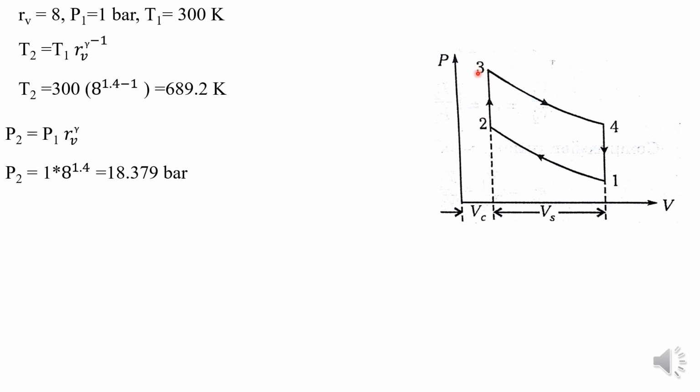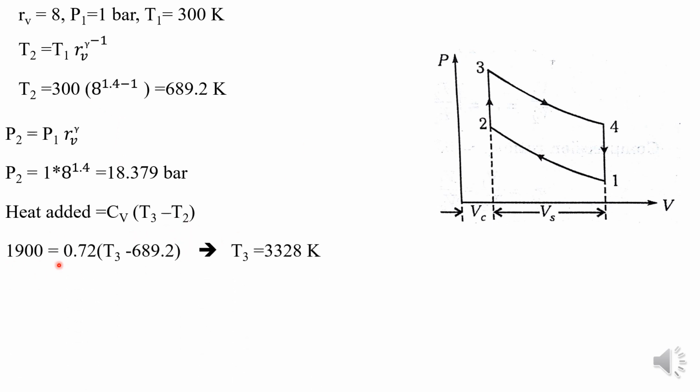For T3, they have given the heat supply for the process 2 to 3 as 1000-something value in the question. So heat added is nothing but m Cv times (T3 minus T2). Here m is given per kg of air, so 1 kg. Cv of air you know, heat added is given, T2 value you know. So substitute and get the value of T3.